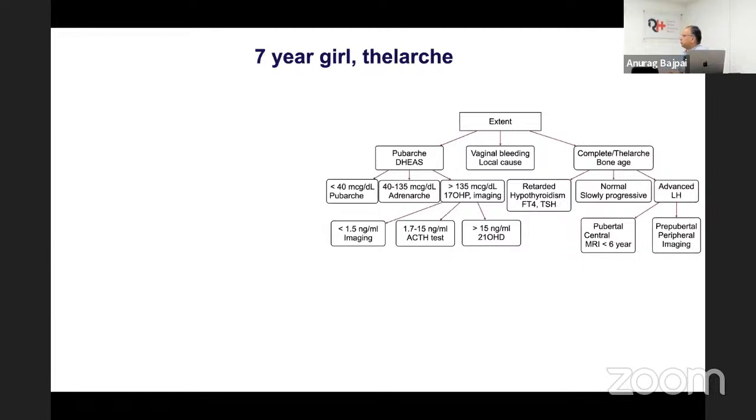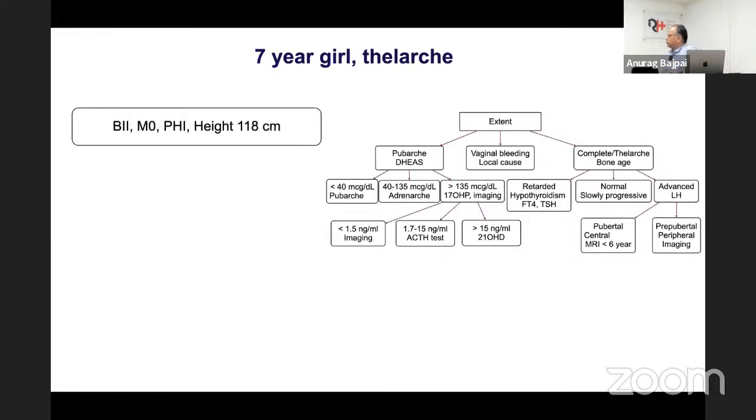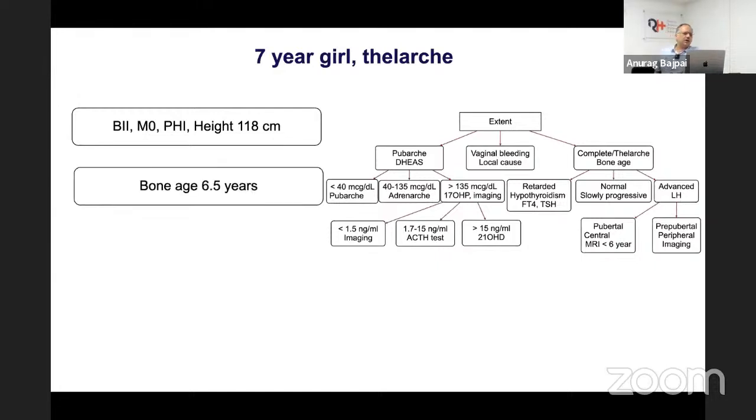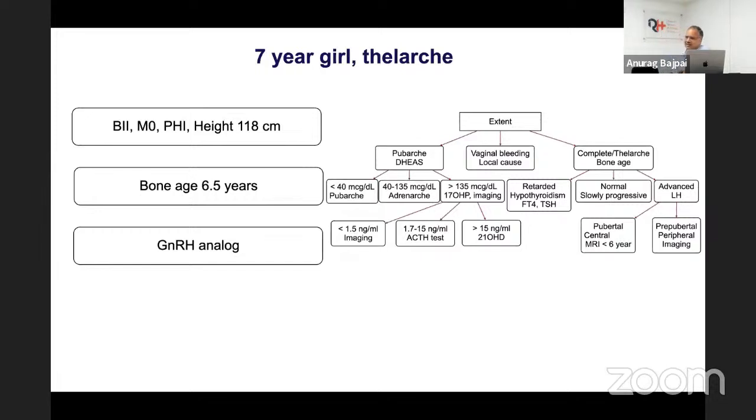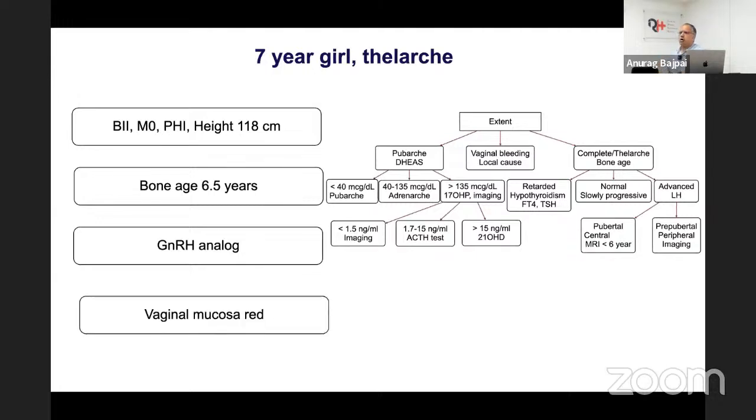So we had this 7-year-old girl with thelarche who presented to us with complaints of breast development. Stage 2 breast development was there. The bone age was normal, and she was advised a GnRH analog. But the first thing you should do as a clinician when somebody comes to you with precocious puberty is to check whether there are really features of precocious puberty or not. This girl's bone age was not advanced. We started thinking, okay, this may be something else.